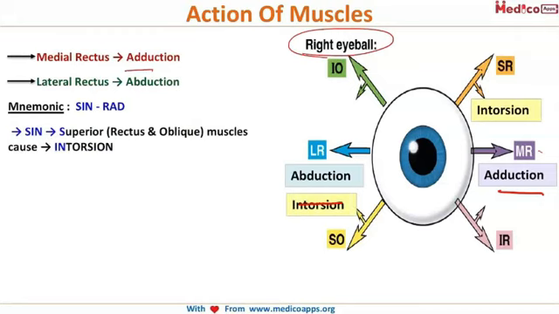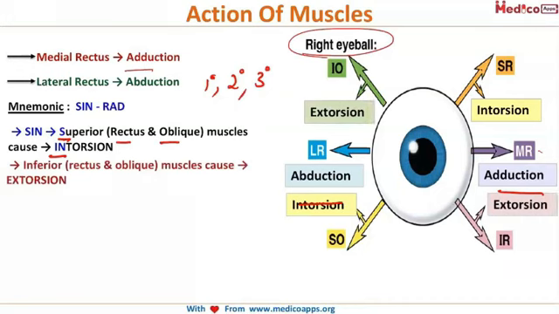By SYN, I mean all the superiors cause intorsion. That is, superior rectus and the superior oblique cause intorsion. Now, an extraocular muscle has 3 types of actions: the primary, the secondary, and the tertiary. We'll look at it in a little while. So, one of those functions of the superior rectus and the superior oblique is intorsion, whereas the inferiors cause extorsion.